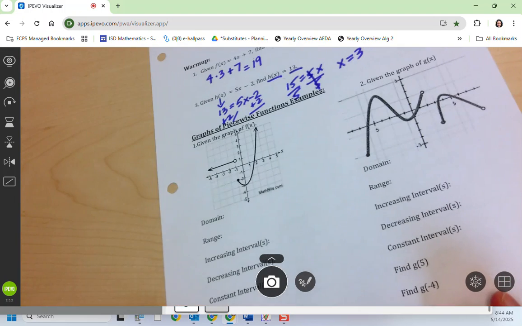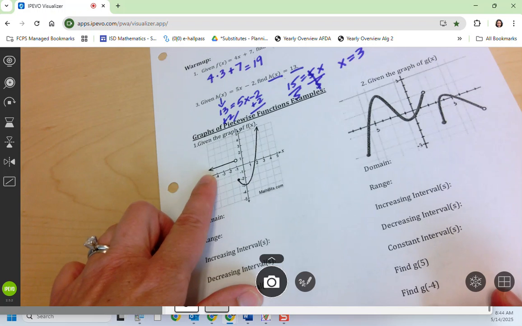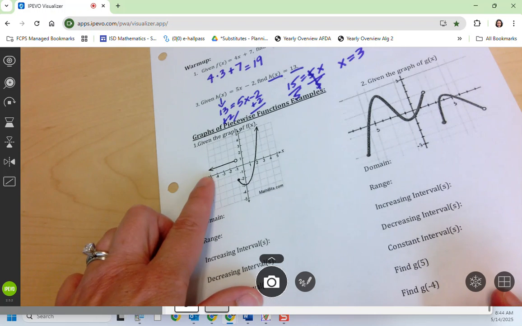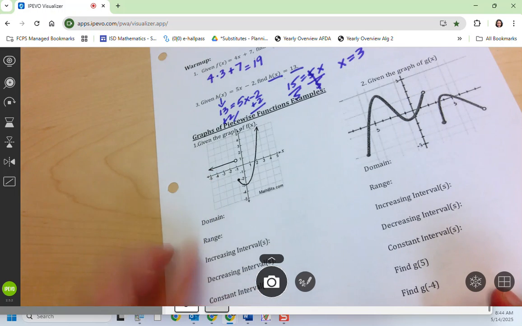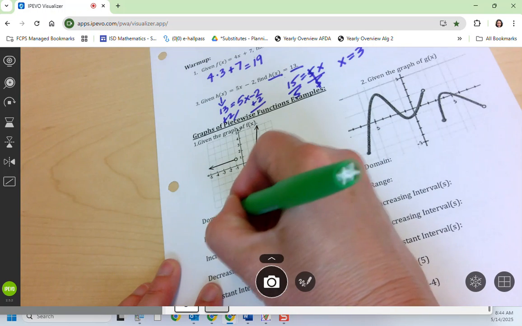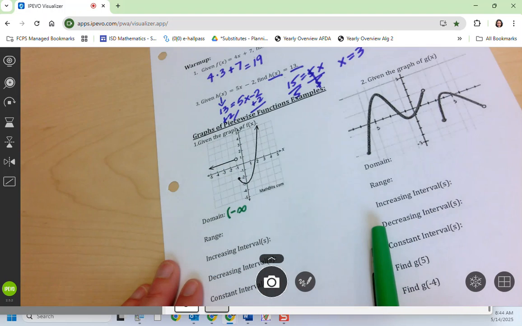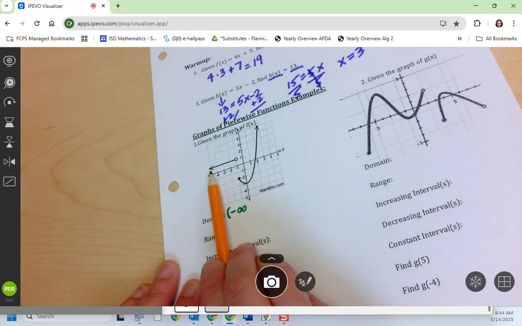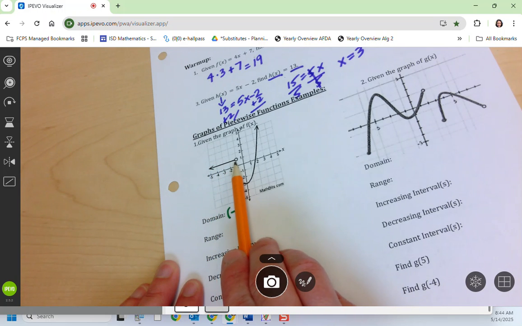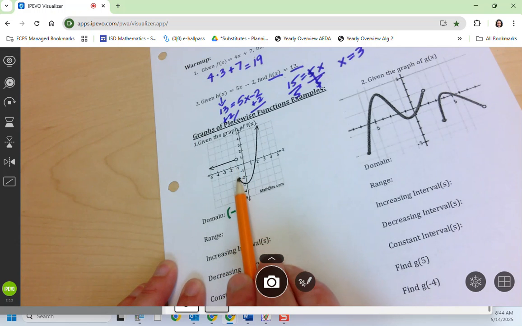So let's start with the domain. On the left side, this part of the domain is going to what x value? There's an arrow, negative infinity. So it's going all the way to negative infinity. Now remember, what we're trying to do is write down all the x values that are included. So I'm going to follow my graph from negative infinity all the way up to here, and I see that the negative 1 is left out. But if I go down here, the negative 1 is included.